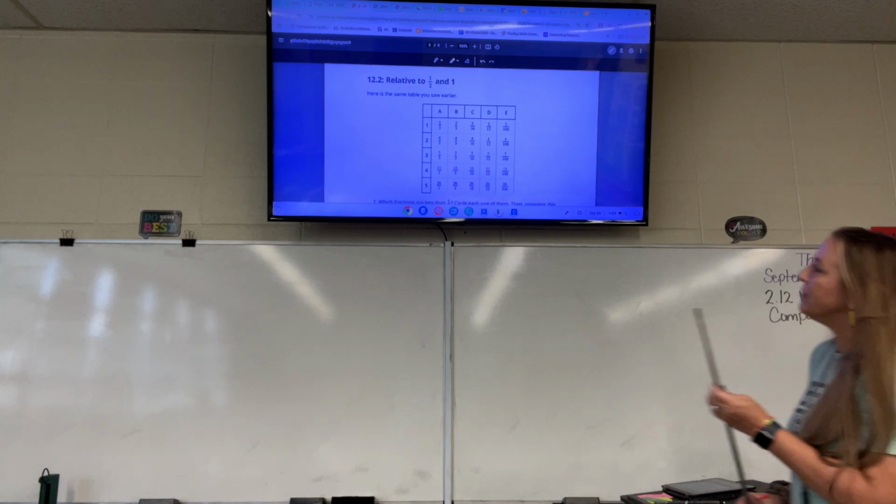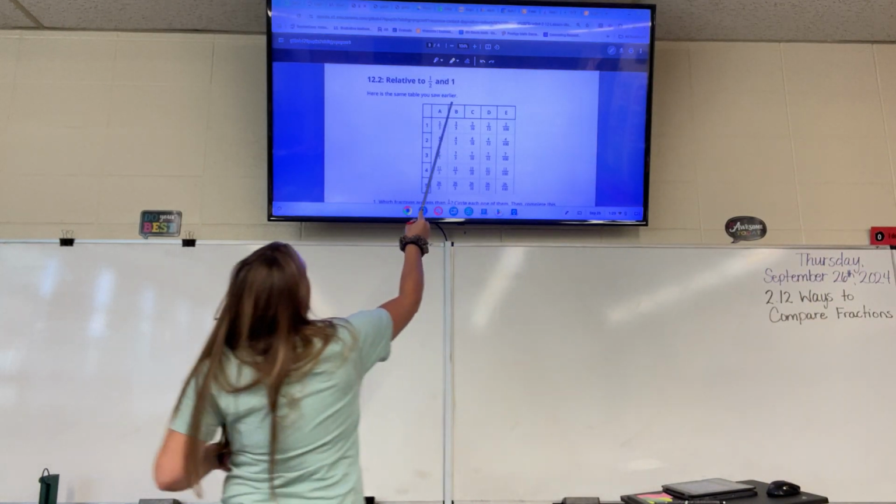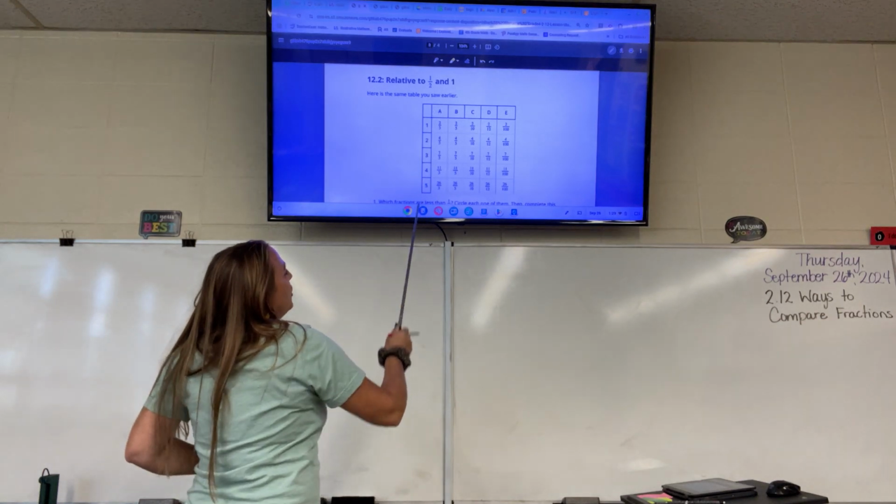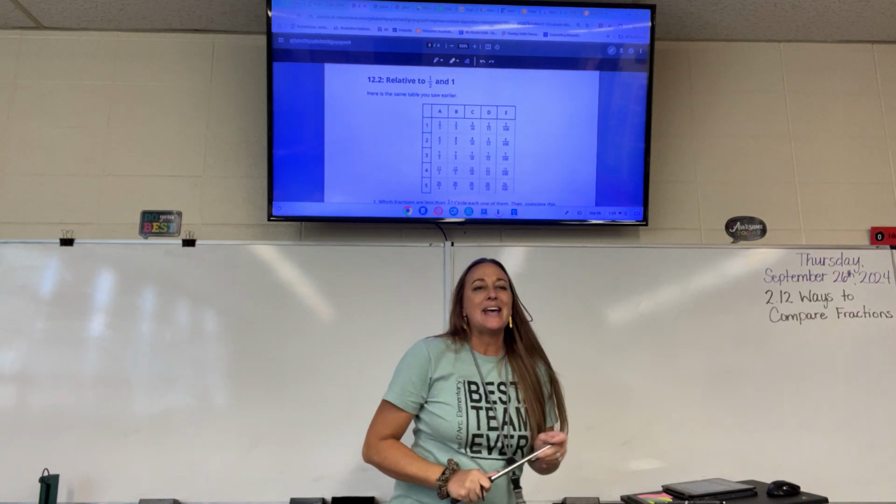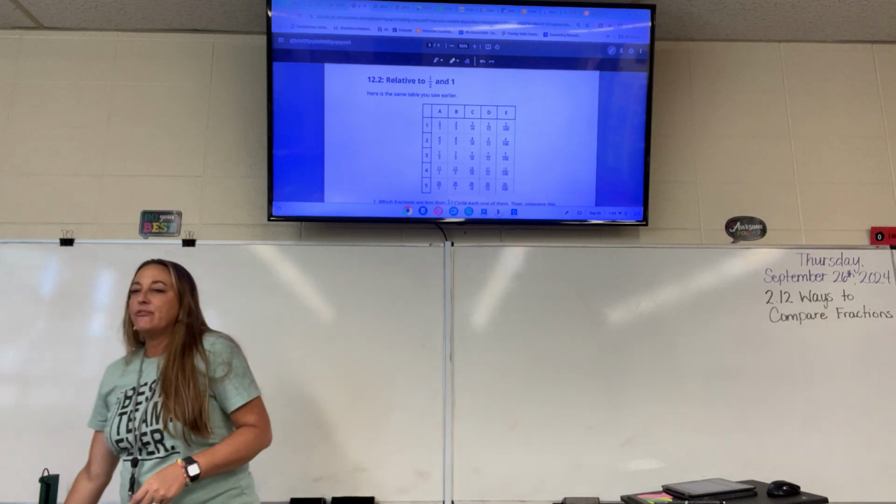Page 92. Next page. Here is the same table you saw earlier. Which fractions are less than 1/2?